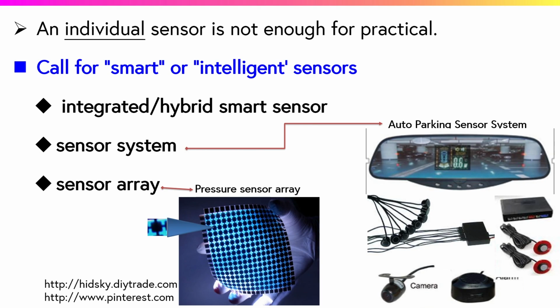Okay, so here we have different kinds of variations for individual sensors. The first one we call integrated or hybrid. Integrated means we have different kinds of sensors integrated together into a small piece. That's why we can put them into small devices like a cellular phone. Hybrid means we can combine those different functionality sensors together.